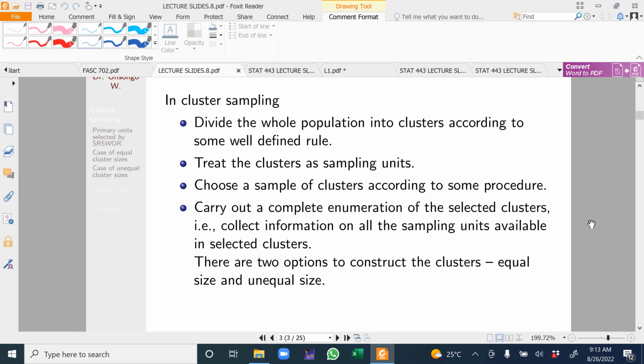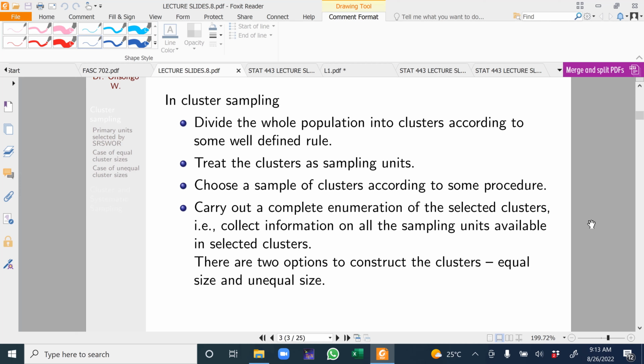So you have your heterogeneous population, and then you divide the whole heterogeneous population into clusters, and then we treat the clusters as our sampling units. It is the clusters we treat as sampling units. Remember, in stratified sampling, we were treating population units as sampling units. Here, we are treating clusters as sampling units. So we are going to choose random clusters, a sample of clusters, using a procedure that you may want.